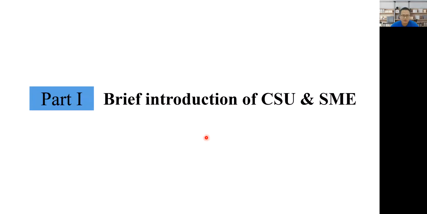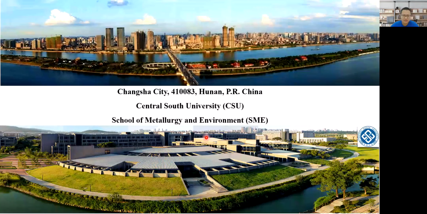Okay, first of all, the introduction of Central South University. This is a city. On your screen, in the upper section, you can find the bird's-eye view of the city Changsha. This is the east part, half of the city. And this is a big river called the Xiang River, actually one of the biggest in China.